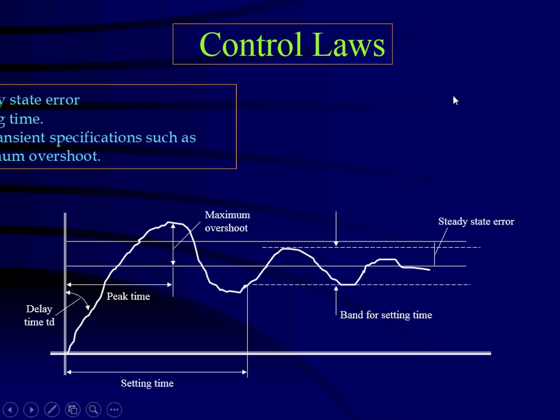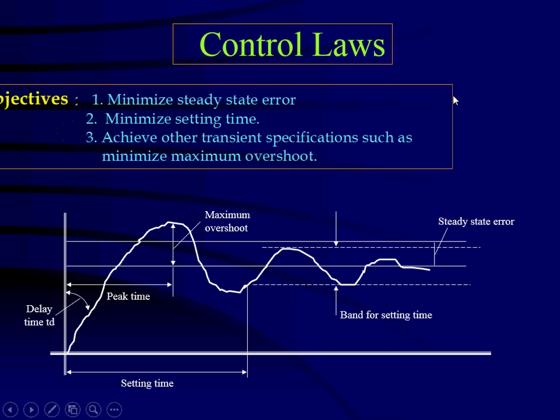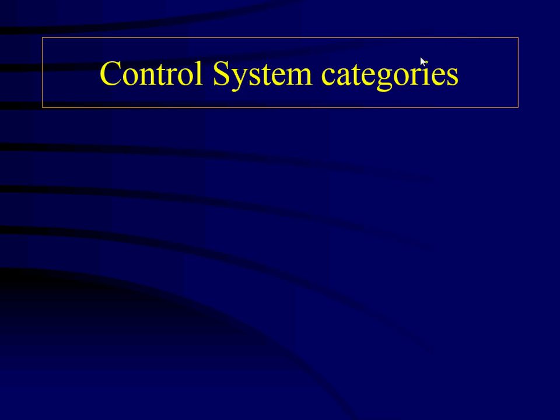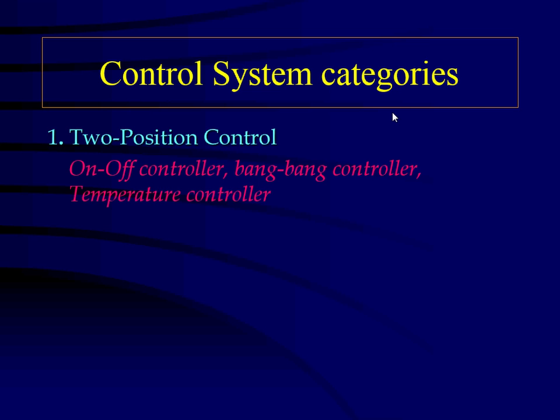So in here we have the objectives to minimize the steady state error. We would like to minimize the settling time, and we want to achieve other specifications such as minimize the overshoot and things like that. So you have the category, for example, of two-position control.